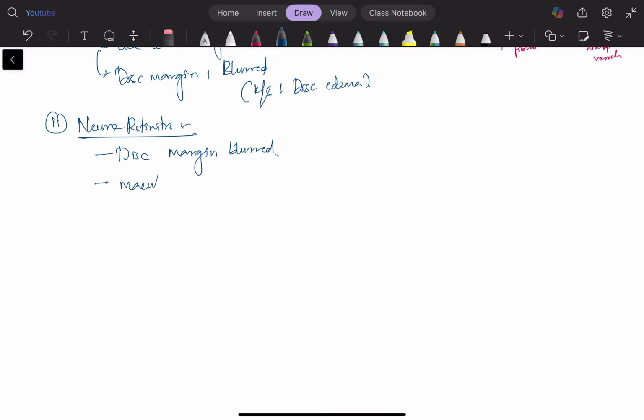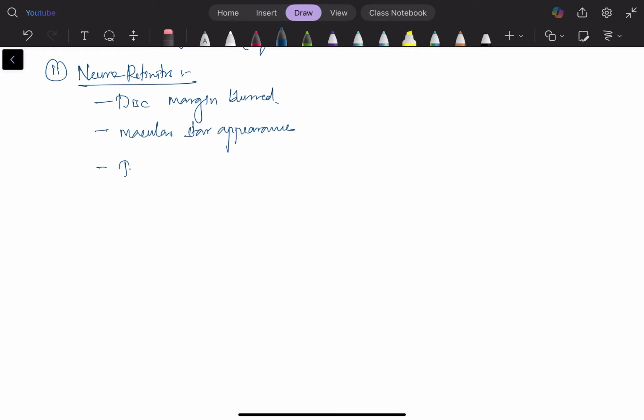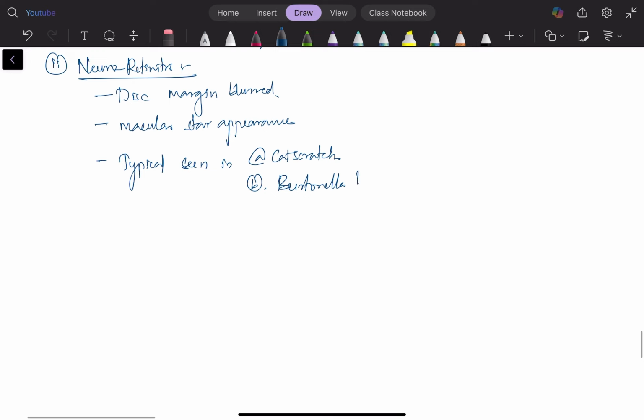Then macular star appearance, which is typically seen in cat scratch disease, Bartonella henselae infection. Remember this cat scratch disease, an important point for MCQs.